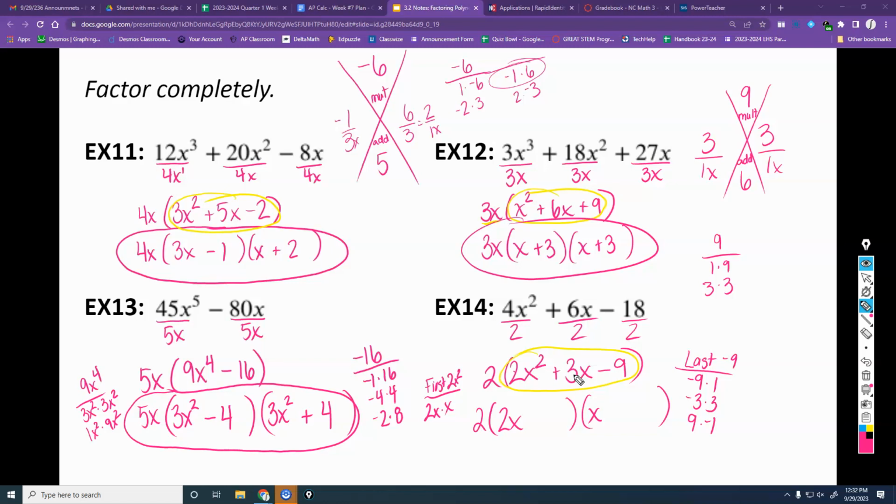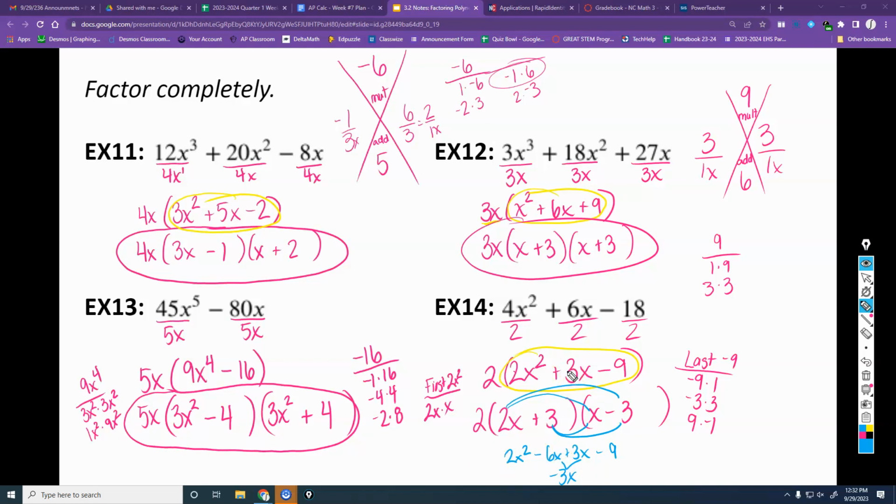I usually try the ones that are closer together first. They don't always work, but a lot of times they will. So if I do a positive 3 and a negative 3 here, if I check it, if I multiply it back, I get 2x squared minus 6x plus 3x minus 9. When I put those together, I get a negative 3x. Is that what I want to get?